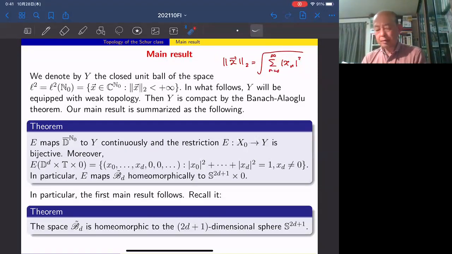And our main result can be stated as follows. This capital E maps this set to Y continuously, and the restriction of this mapping to X node is bijective. So X node is in some sense the same as the Schur class as a set. And moreover, this mapping maps this set, this set corresponds to the B_D.